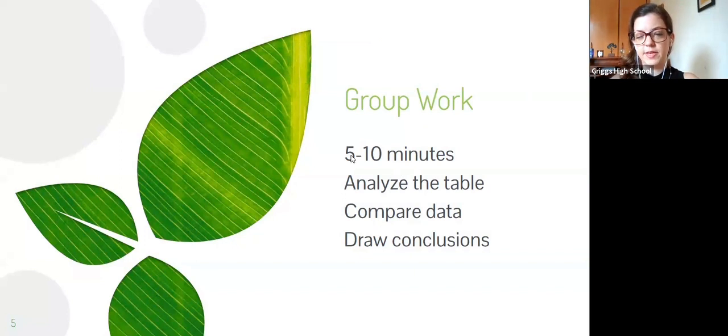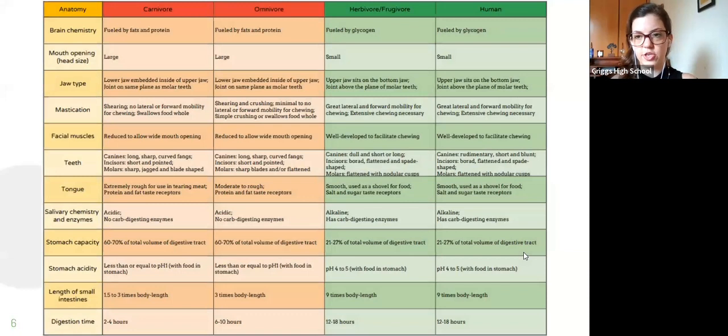I'm gonna say 5 minutes, it's enough. You're going to analyze a table, compare the information that is in the table, and draw some conclusions. So this is the table. I'm gonna share with you the link. You're going to take a look, understand what it's about.